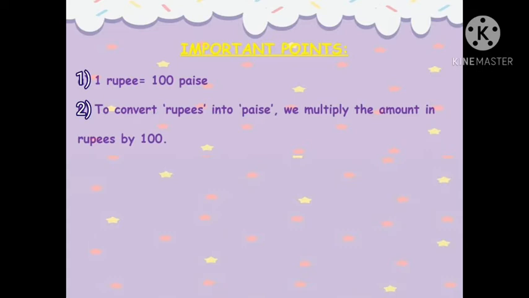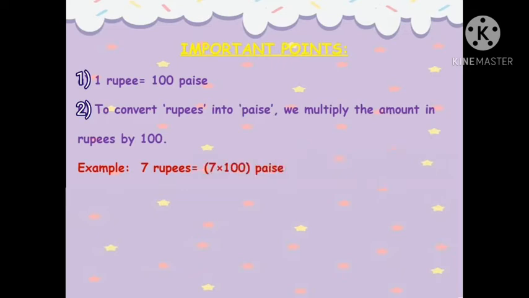Let us understand it with the help of an example. Suppose we have to convert 7 rupees into paise. So, we will simply multiply the amount in rupees, that is 7 by 100. So here, the answer we get after multiplying is 700 paise.